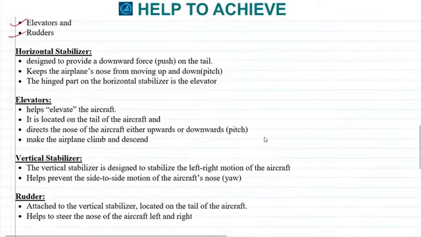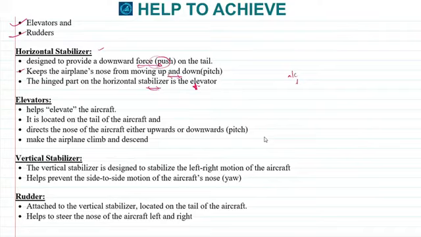So what does the horizontal stabilizer do? The horizontal stabilizer is designed to provide a downward force, a push on the tail. It helps to keep the airplane's nose from moving up and down, and the hinged part of the horizontal stabilizer is the elevator. Because the weight of the aircraft is always acting downwards, this horizontal stabilizer will help to keep the aircraft balanced. We'll see how it does this with the help of the elevator.